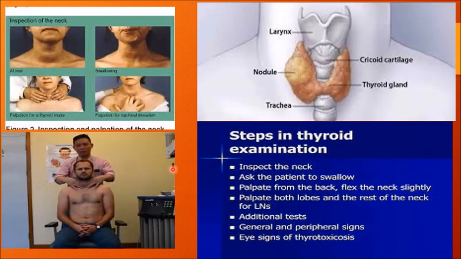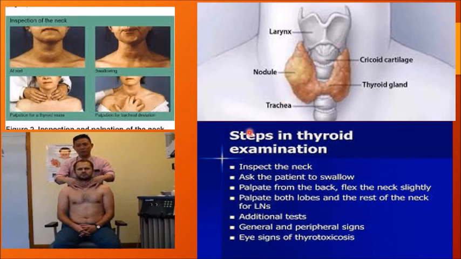Again, these slides show you inspection of the neck from the front, palpation of the thyroid mass from the back, and also looking for the location of the trachea, deviation of the trachea. This is the picture showing you the solitary nodule in the right lobe of the thyroid gland.